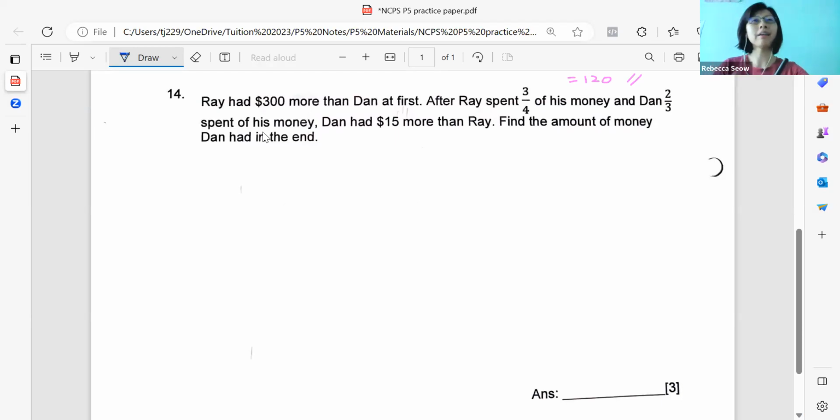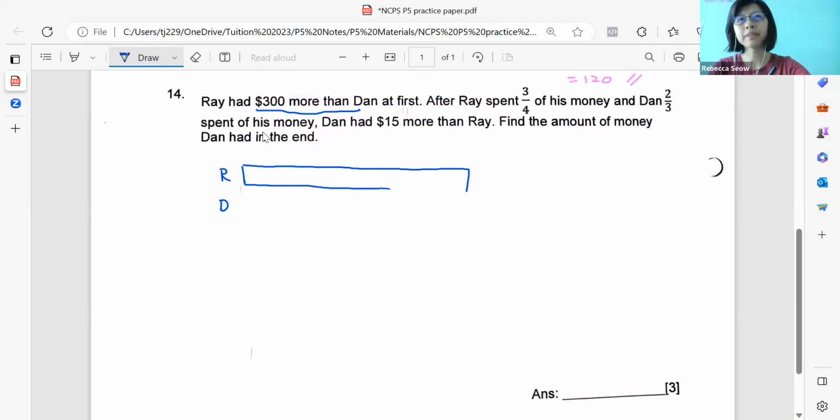So as compared to the first question, we start off by looking at the proportion between what the 2 boys had at first. So we have Ray and we have Dan. Ray has more, so we would draw a longer bar for him. More by 300. So this would be this amount.